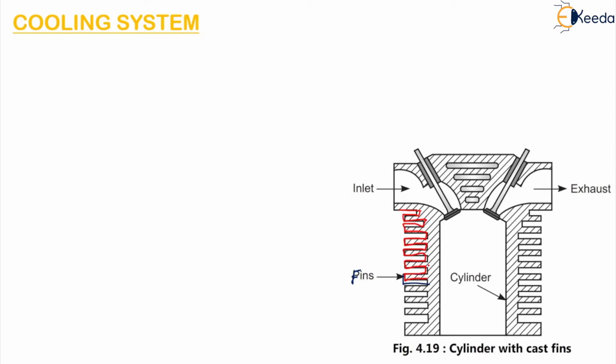These fins are either cast as an integral part of the cylinder. So while making the cylinder itself, you can make the fins along with the cylinder as an integral part, or they can be separately finned barrels. All the part which is marked with lines is the finned barrel, which may be inserted over the cylinder barrel. If this is the cylinder barrel, these finned barrels can be inserted separately over it. Sometimes, particularly in case of aero engines, the fins are machined from forged cylinder blanks.